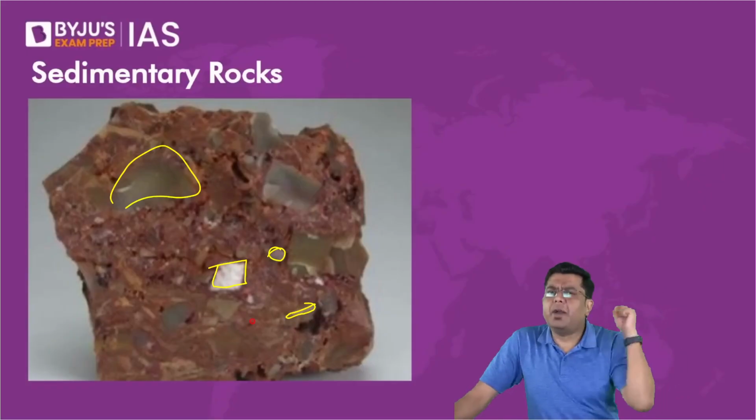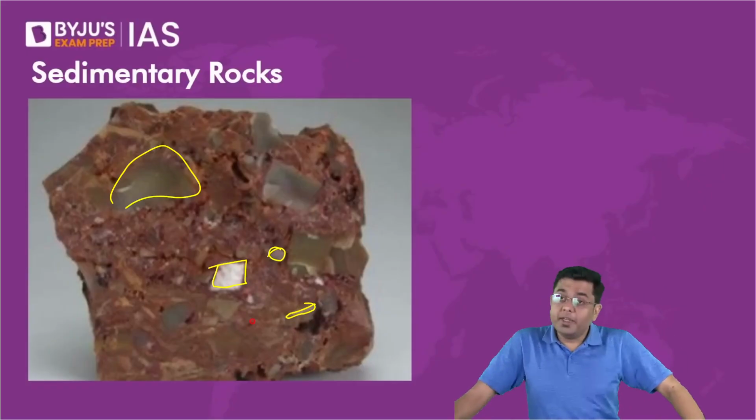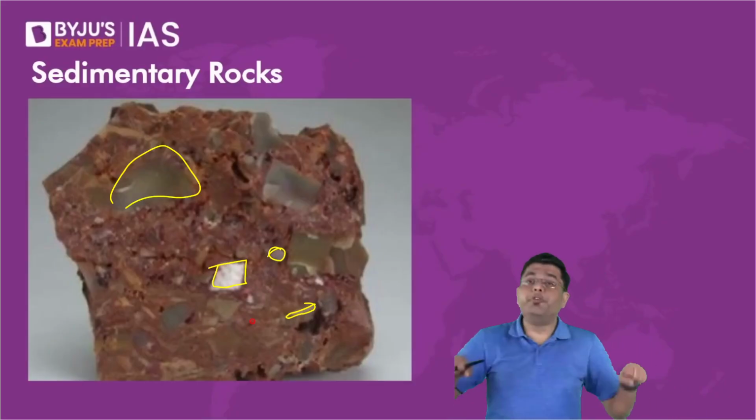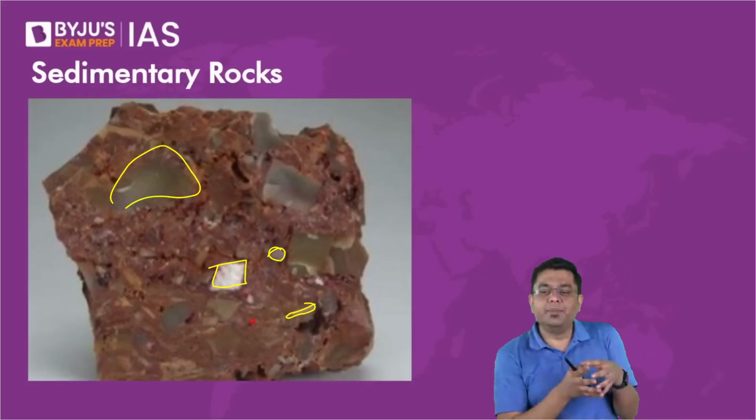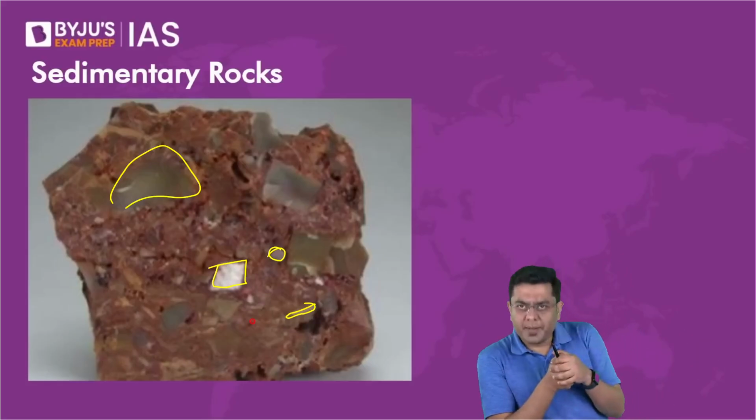So, which will be harder to break? Igneous or sedimentary? Which of them do you think will be harder? Very good. It will be igneous, because igneous has a uniformity. Here you have so many different hodgepodge mechanisms, so it is very easy to break.